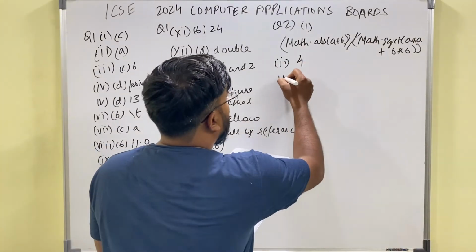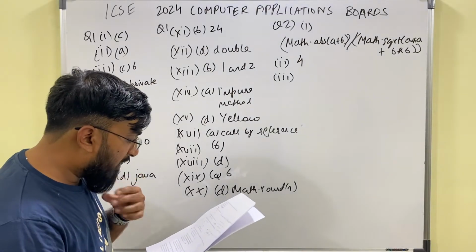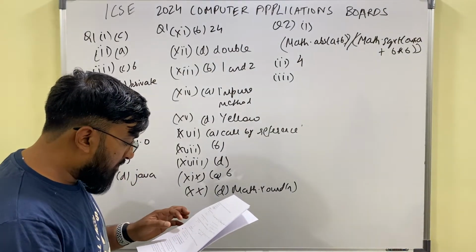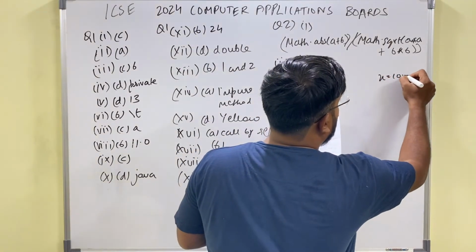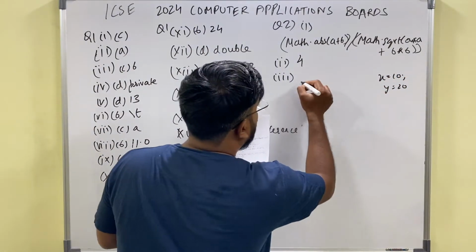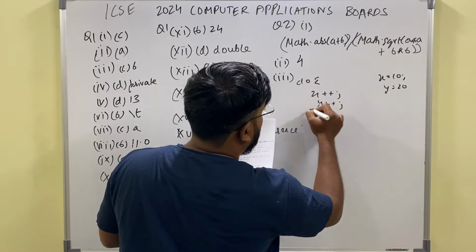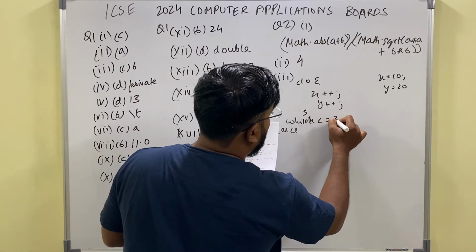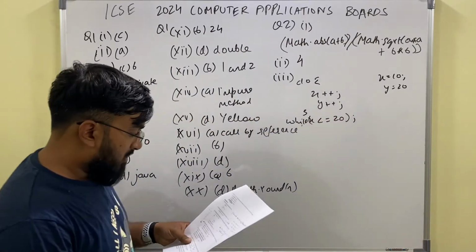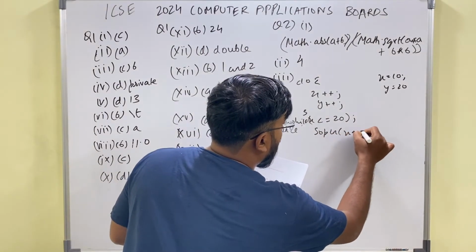Moving on to part 3. Rewrite the following do while program statement using for. x is 10, y is 20. You are given a do while loop. So you are starting with x is 10, y equal to 20. You are given something like this: do, x plus plus, y plus plus, and x, while x is less than equal to 20. And then you are given System.out.println x into y.